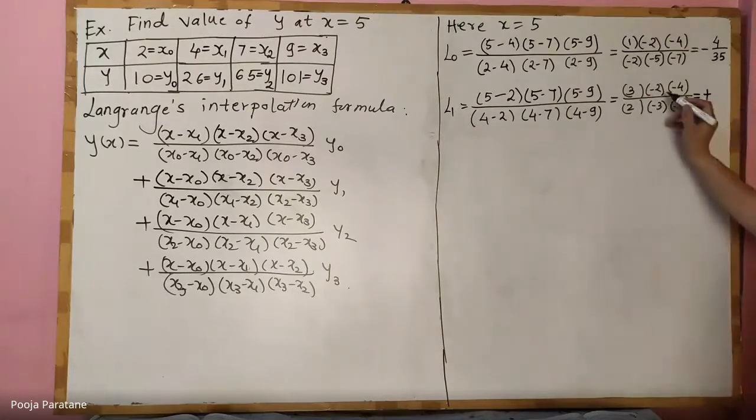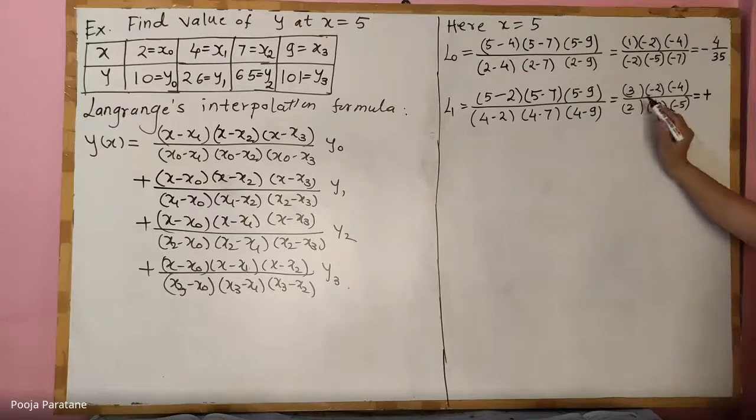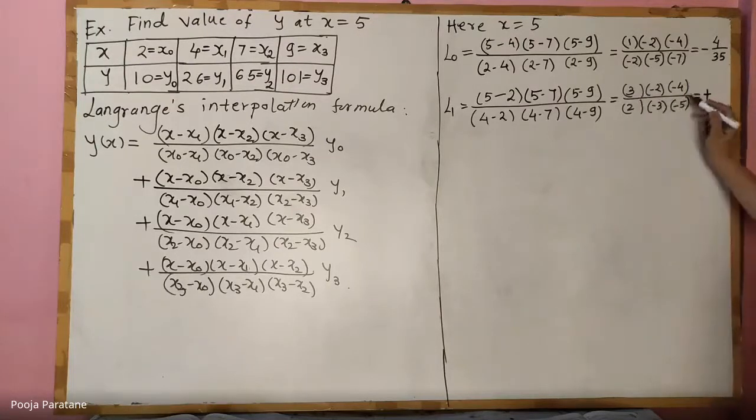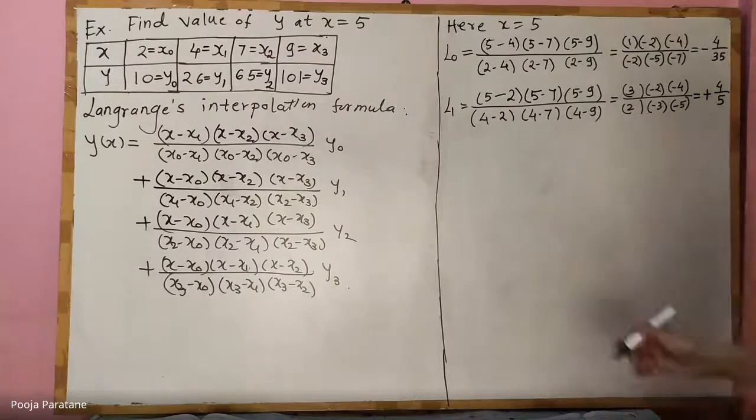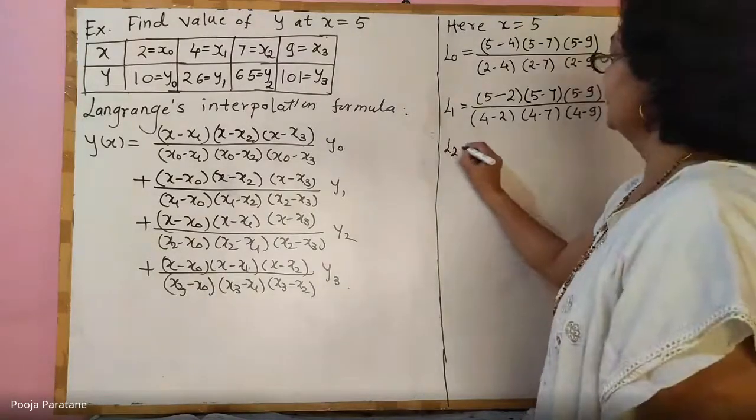Now look here, 2 and 2 will get cancelled. 3 and 3 will get cancelled. So only 4 upon 5 is remaining. If we put it in the example and try to do this, it will be complicated. It becomes complex. So let me calculate this L2.